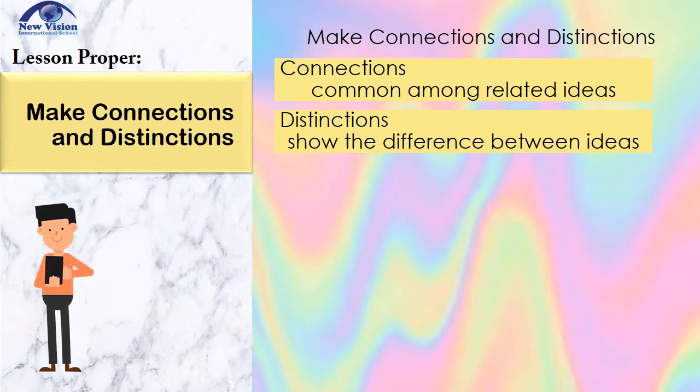Moving on to the lesson proper, make connections and distinctions. When writing informational text, authors make various comparisons between ideas. They make connections to show the related ideas have something in common, or they might make distinctions to show the differences between ideas. Distinctions are sometimes made through the presentation of the text itself. For example, headings can be used to distinguish between different categories or topics.